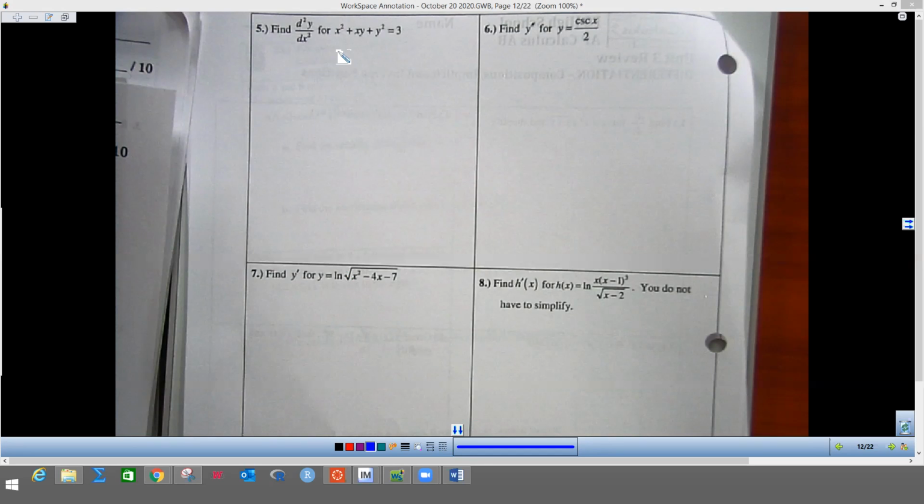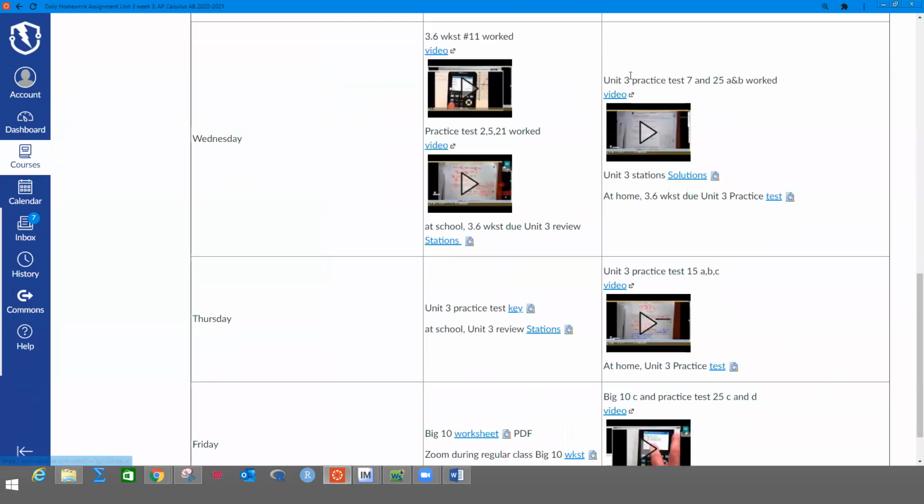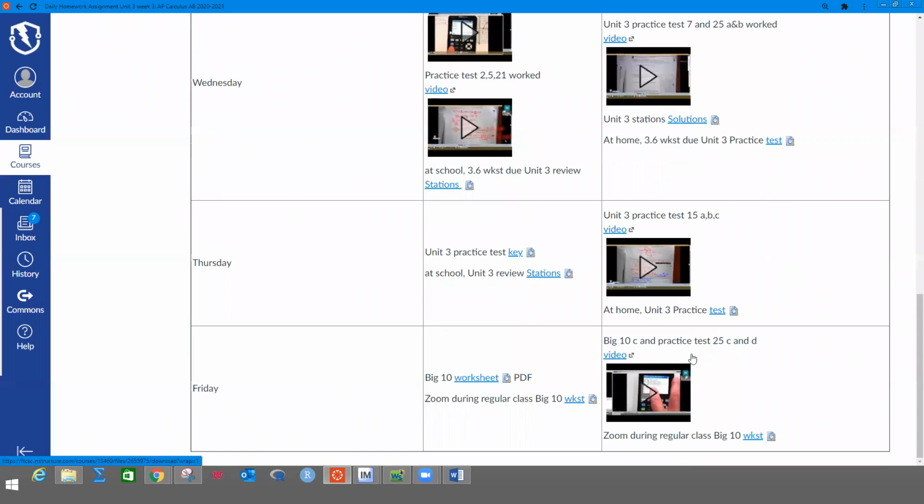So number 5, I'm going to show you where you can find it on my Canvas page. So here's my Canvas page for this week. And you want practice test. Here's practice test. There's 2, 5, and 21. So if you go to Wednesday, click right there. There's going to be number 5. And here's practice test 7 and 25 AB, practice test 15, all of them. Here's the ones I did today in second period. So you can go watch that video. Does anybody else have any they want to see?